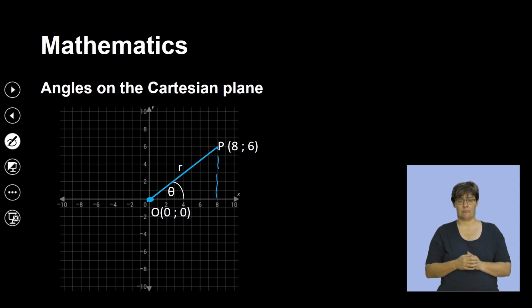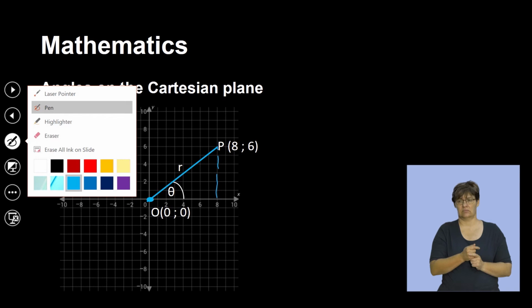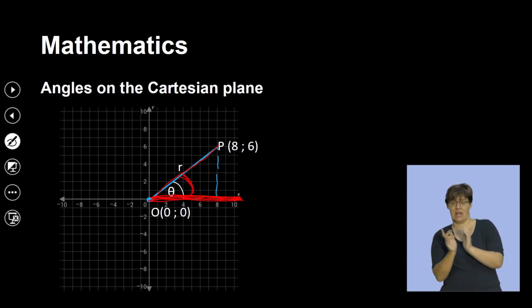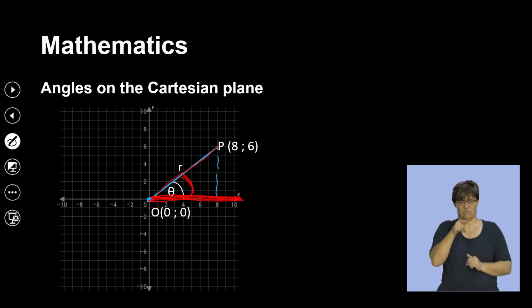So for me to measure the angle theta, it is between the point of origin, which is this horizontal line of the x-axis, and this line that I have here. And this angle here will then be the angle theta. So that's what we are talking about when we talk about the angle theta.